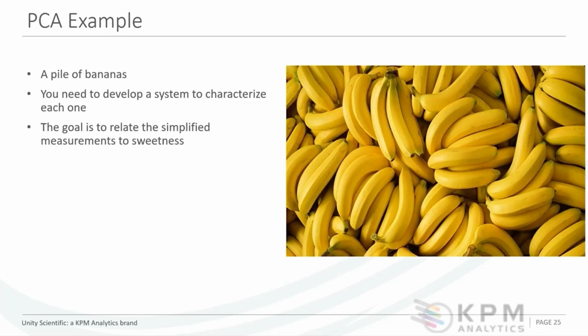This is one of the ways that I think about doing some of these feature extractions or principal component analysis. Imagine that you're given this problem. You've got this huge pile of bananas, and you need to develop a system that characterizes, identifies and describes each one. And the goal is to relate these simplified measurements, this new system of characterizing all of the bananas, to sweetness. Let's say that's your constituent or parameter of interest. So how would you go about describing and characterizing these bananas?